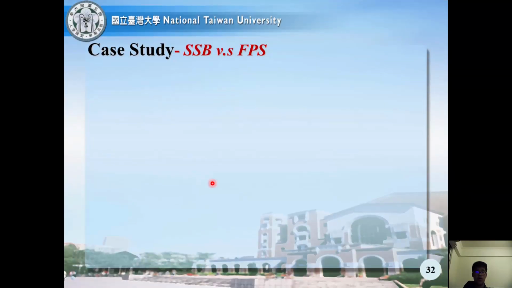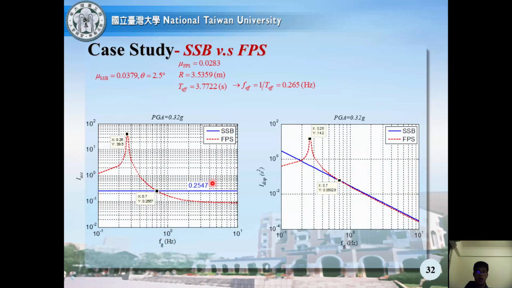So first of all, we'll discuss the influence of ground motion frequency toward the acceleration response and then the displacement response. For the friction pendulum system, there will be a resonant phenomenon when the ground motion frequency is close to the isolation frequency of the friction pendulum system, which equals 0.26 Hz. This phenomenon may cause a relatively large absolute acceleration and isolation displacement for the friction pendulum system.